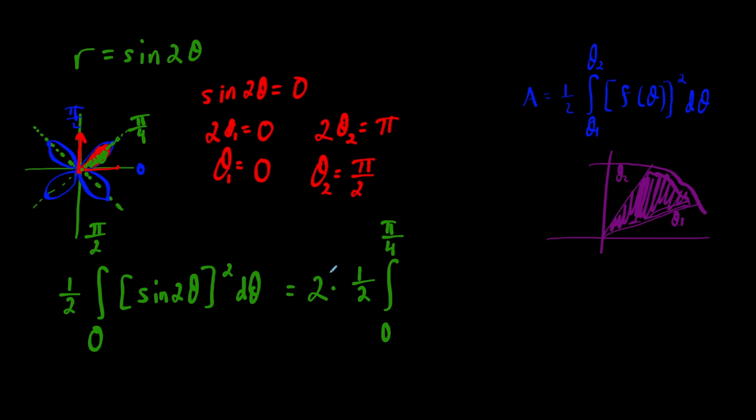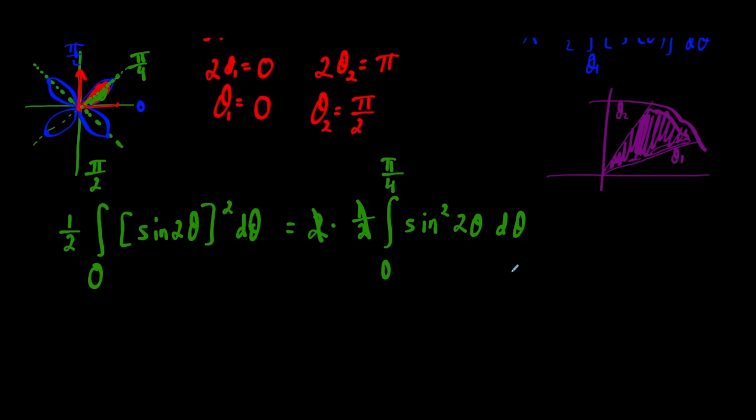So if we double this integral, we just have to change the limits from 0 to pi over 4. And then when we square the inside, we have sine squared of 2 times theta. And we have our d theta like this. And the benefit of that is that now the 2 times 1/2 cancels out.